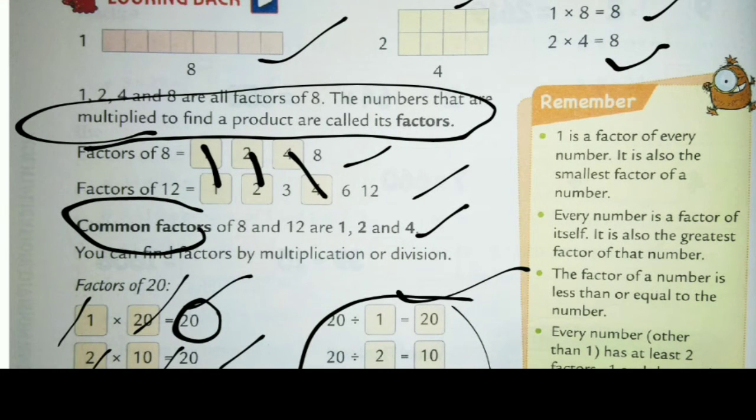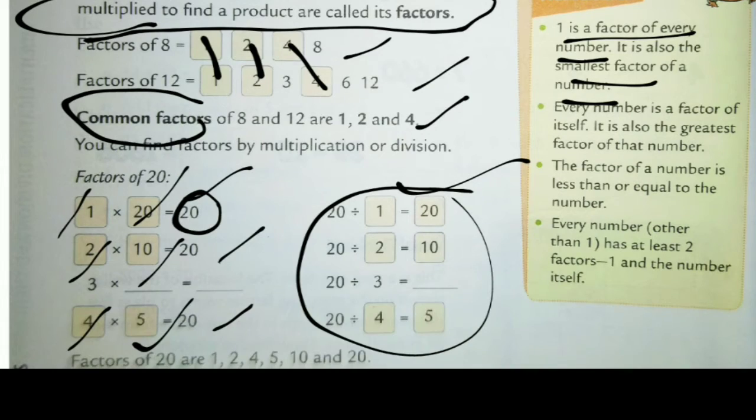See, remember, 1 is a factor of every number. If we are not having any other factor, it means 1 should be there. It is also the smallest factor of the number. 1 is the smallest factor of a particular number. Every number is a factor of itself. Every number is a factor of itself means like 2. The factors of 2 are 1 and 2. The factors of 3 are 1 and 3. It is also the greatest factor of that number.